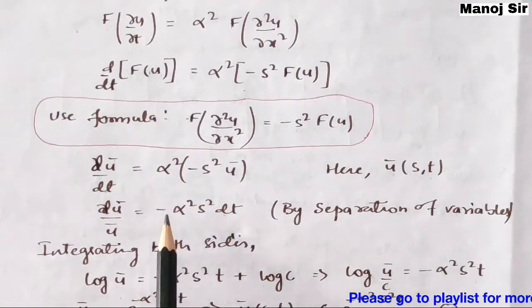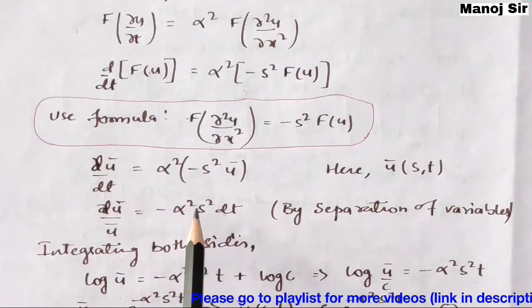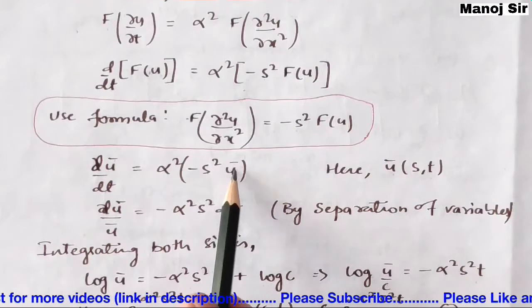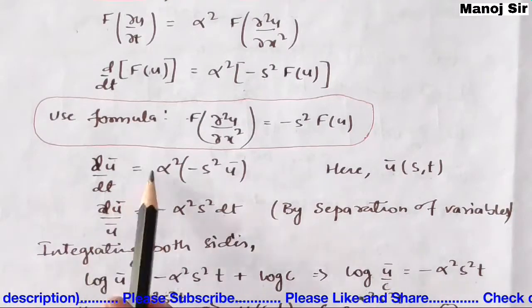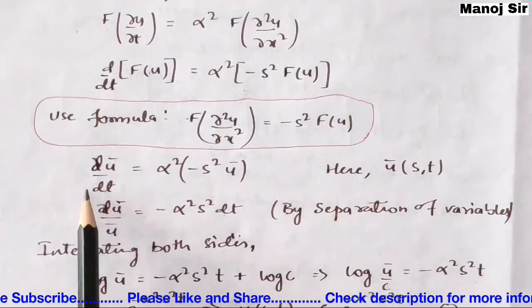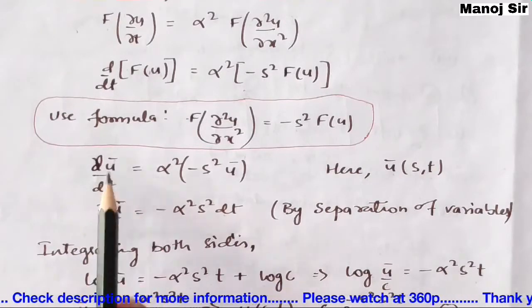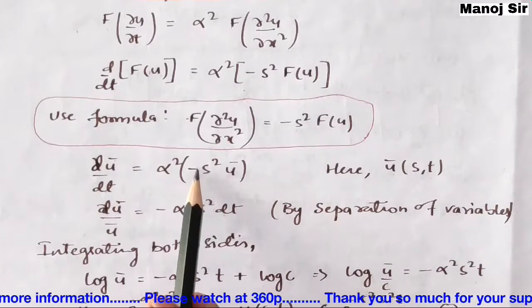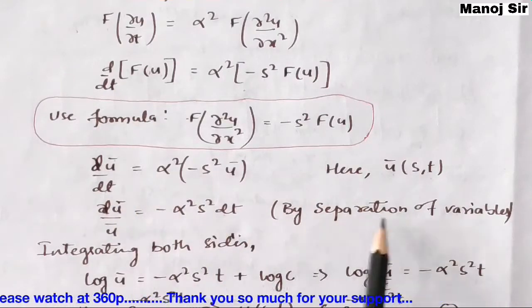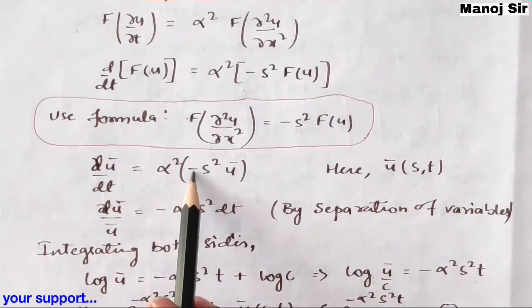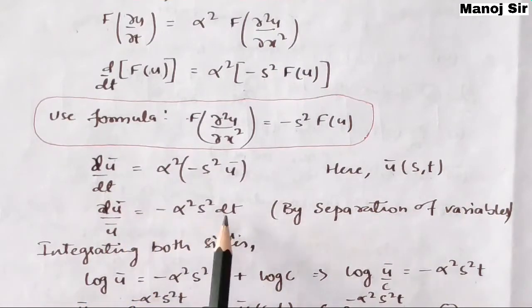So now we are going to apply separation of variables. Here we have du bar, so we can take u bar to the left hand side, in the denominator, and dt will come to the right hand side. After applying separation of variables we will get du bar upon u bar equals minus alpha square s square dt.